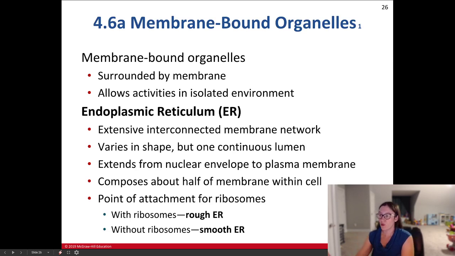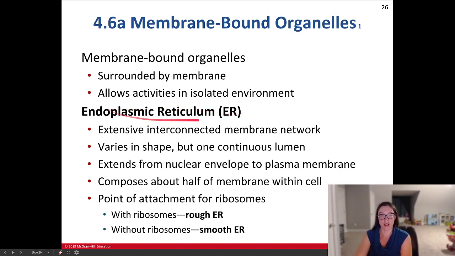So now we're going to move on to the membrane-bound organelles. One of them, as we said, is the rough endoplasmic reticulum, which is literally connected to the nuclear membrane. All of our membrane-bound organelles are surrounded by a membrane made of phospholipid bilayers, so phospholipids are really important. They allow an isolated environment inside those organelles in order to perform different chemical reactions.